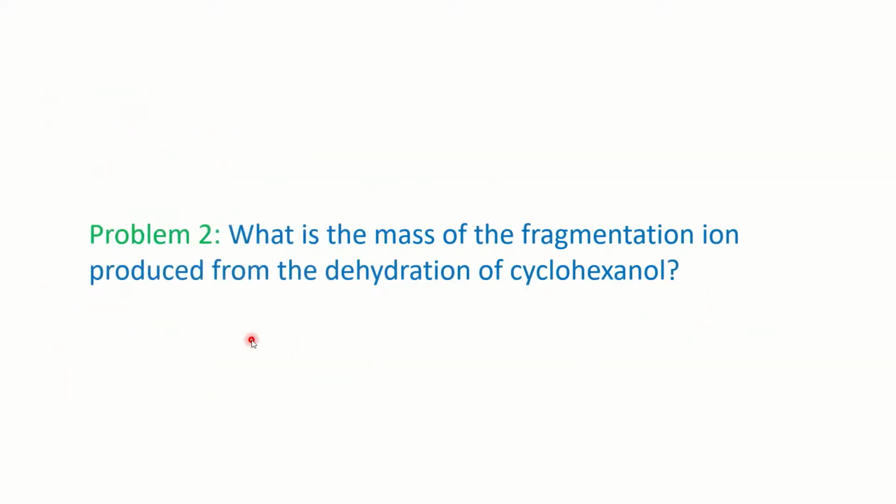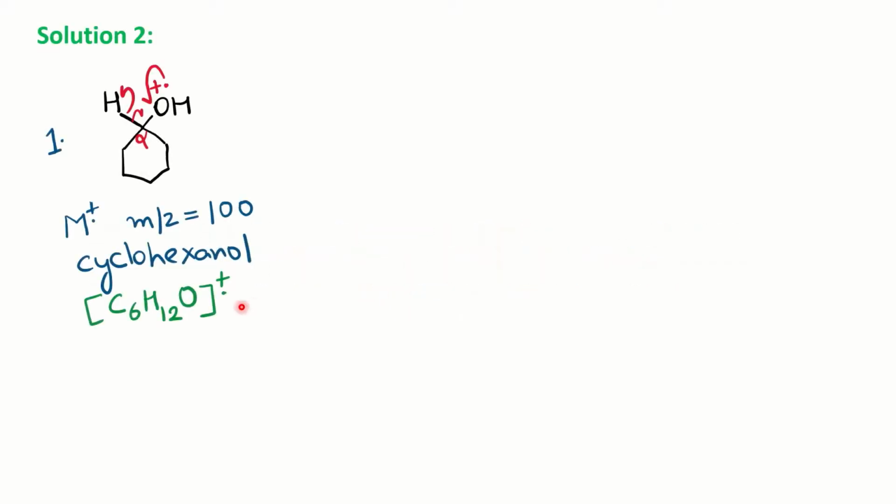We will take now a problem on it. So here they have given the problem on cyclohexanol. They are asking what is the mass of the fragmentation ion produced from the dehydration of cyclohexanol. So they are asking the M by Z ratio after dehydration of cyclohexanol, right? So first we have to write down the structure. Cyclohexanol is a cyclic structure having OH on it, radical cation on oxygen, and if you calculate the M by Z, you will get 100 for cyclohexanol.